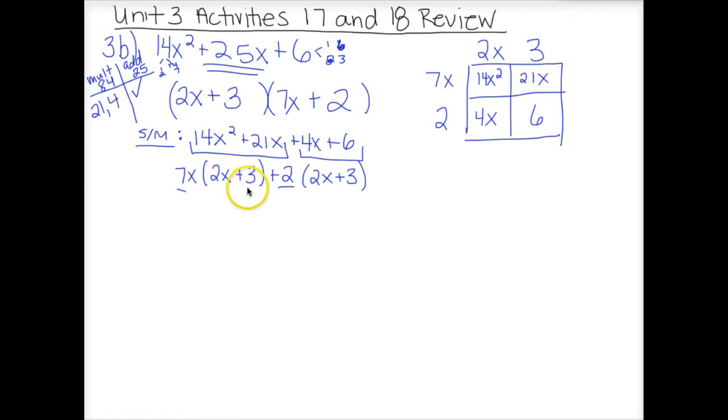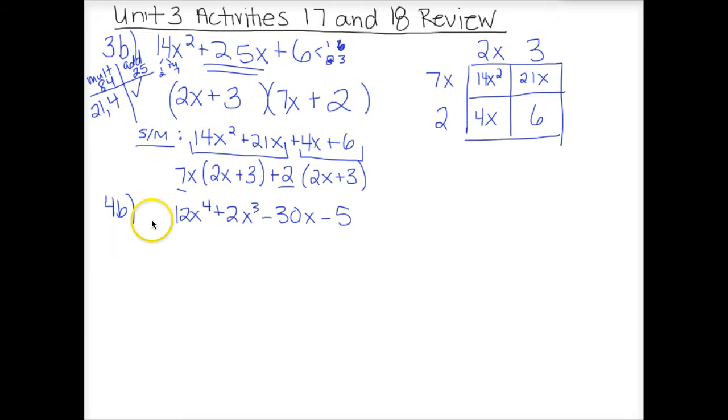Regardless of the method you choose, do not forget to FOIL your answer back out to check it. It is silly to leave factoring problems that you haven't checked because you could know for sure if your answer is right or not. All right. Next, I'm going to look at 4b, which is 12x to the fourth plus 2x cubed minus 30x minus 5.